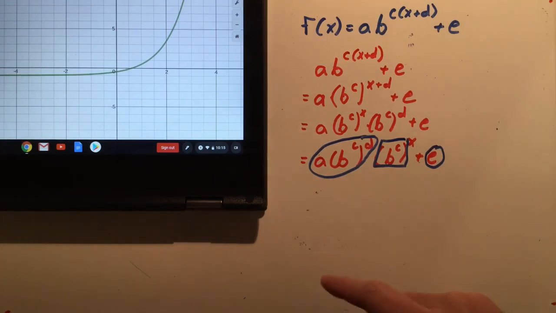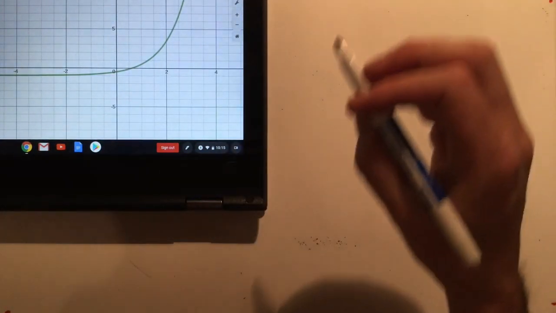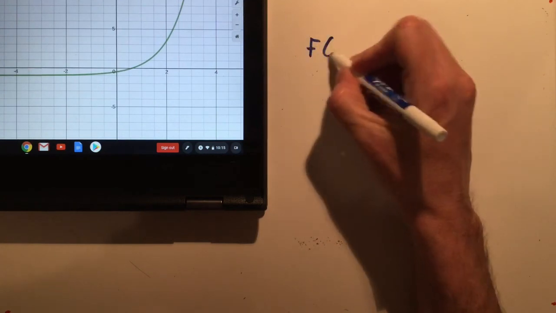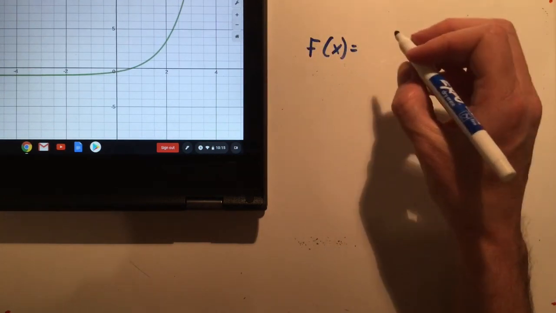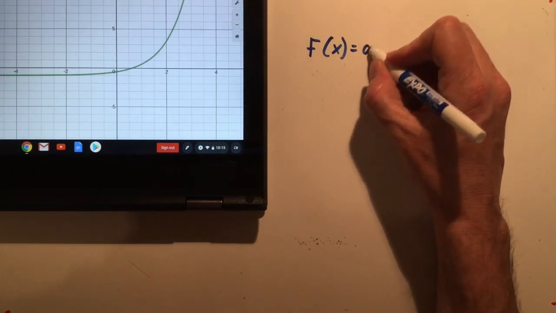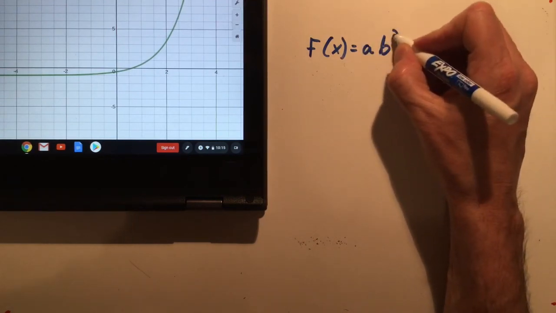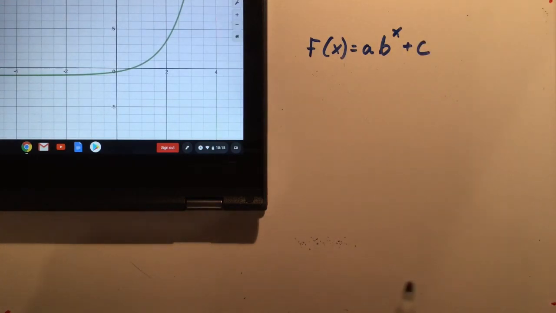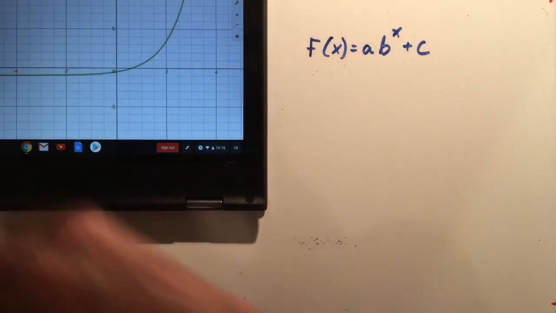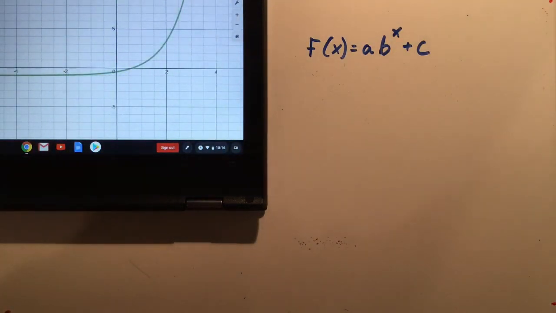So no more horizontal transformations. Now, why is that important? Well, that's important because it means that absolutely every single exponential function can be written solely using vertical transformations. Take a look at that. Instead of 5 things to figure out, now we really only have 3 things to figure out. And that is going to make our life so much easier.